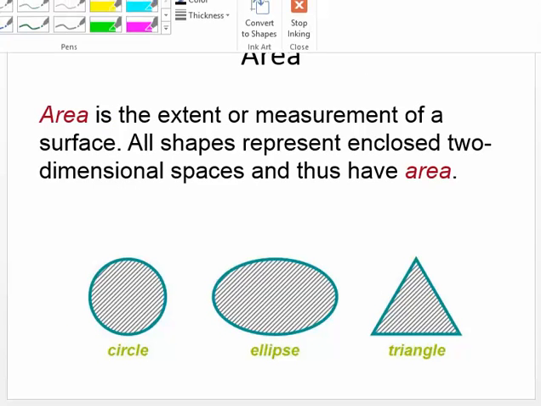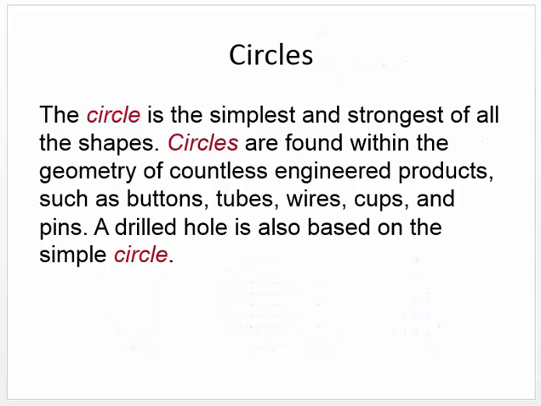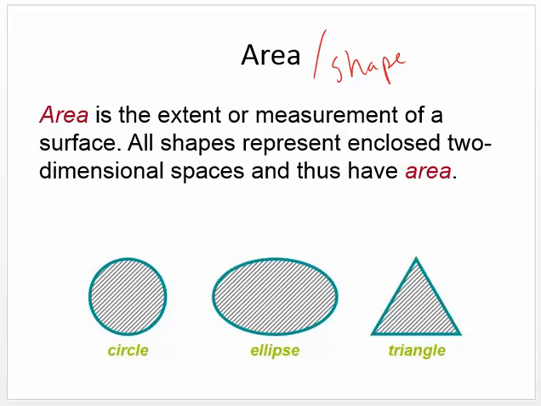Area is the extent or measure of a surface. All shapes represent enclosed two-dimensional spaces and thus have area. So the circle is the shape, and the stuff inside it is its area.